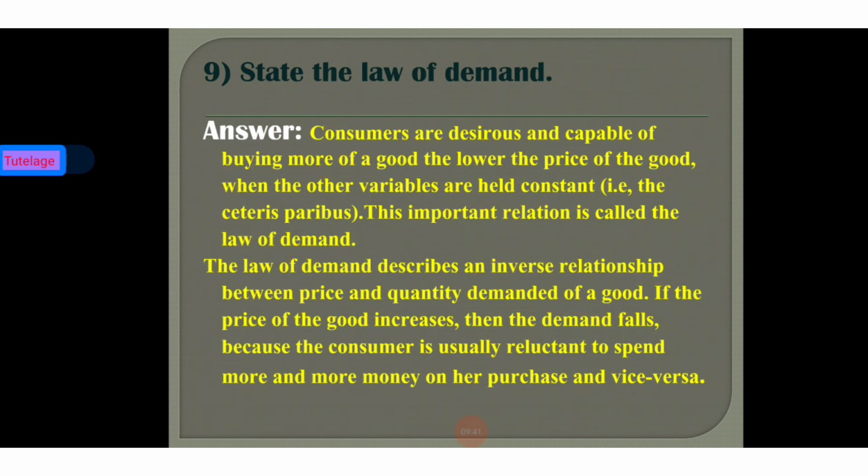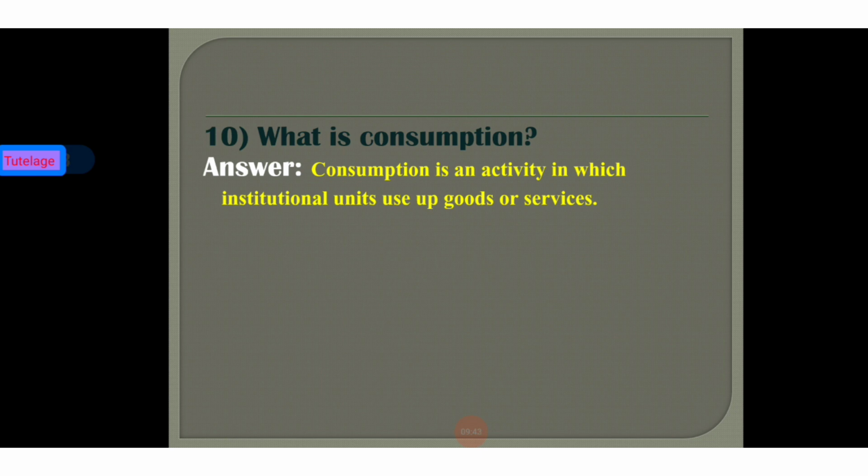So now going to the next question for this session, that is, what do you mean by consumption? And consumption is an activity, we all know, in which an institutional unit uses up different types of goods and services. So consumption, production, demand, supply, all are most important topics of economics and all are related to each other, and all are equally important.